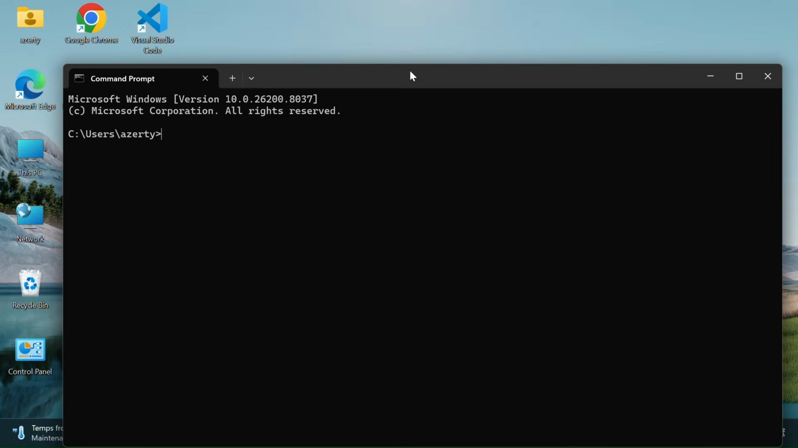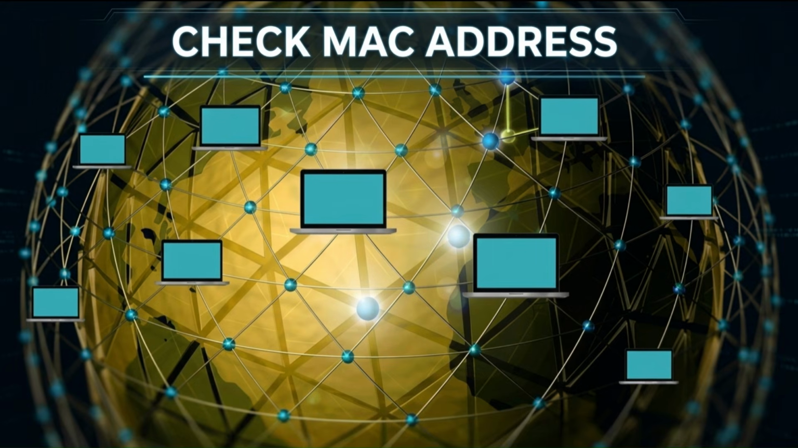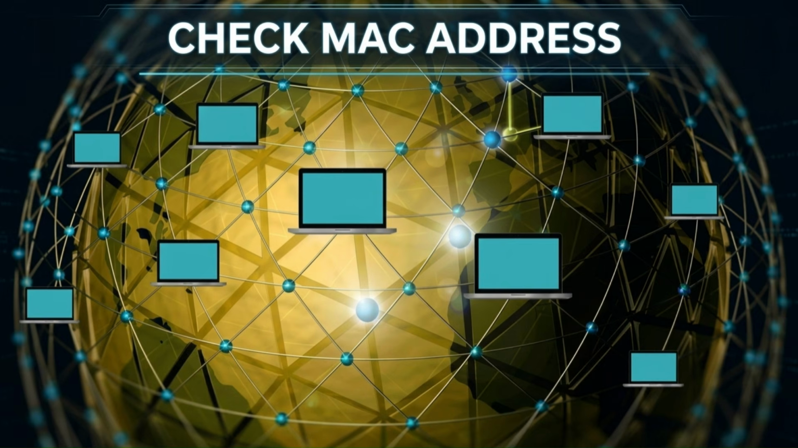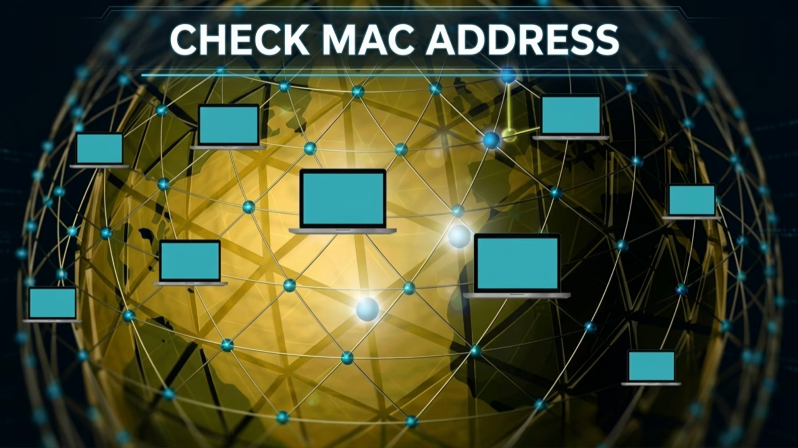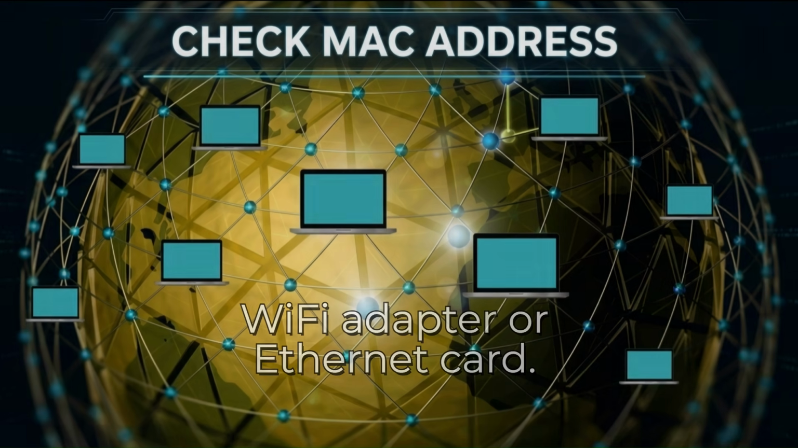Open CMD. Type the following command: getmac. Then press Enter. This command displays the MAC address of the network adapters on your computer. A MAC address is a unique identifier assigned to every network device, such as your Wi-Fi adapter or Ethernet card.